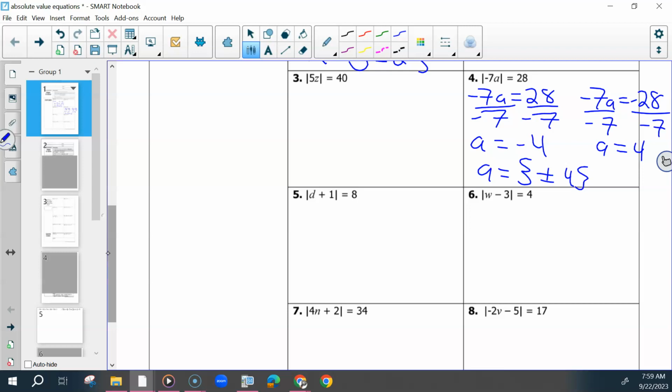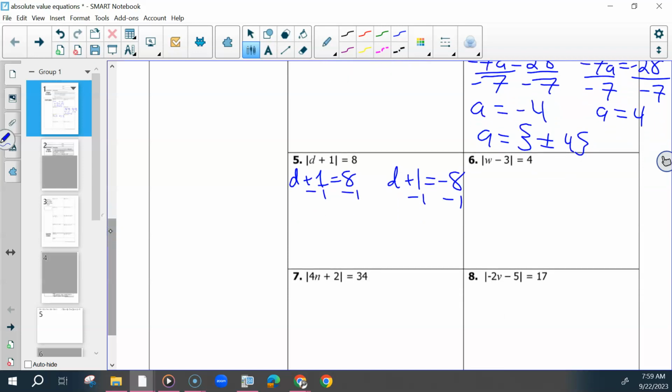Same thing. This is already isolated, so check on that. Set the inside equal to a +8 and to a -8. Make sure you're dropping the absolute value signs because you can't solve it if it's still inside. So now do subtract. Subtract 1 on both sides, or on both equations. Then when we write our solution set, least to greatest, D equals -9 and 7.